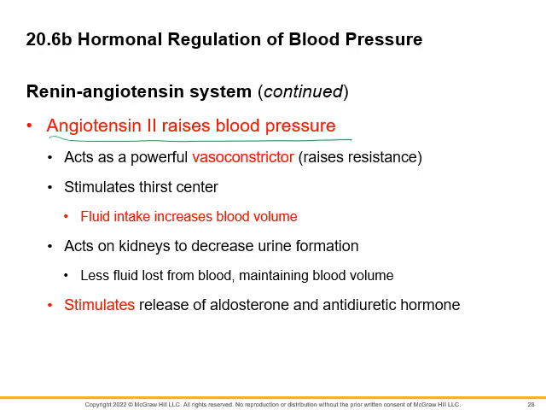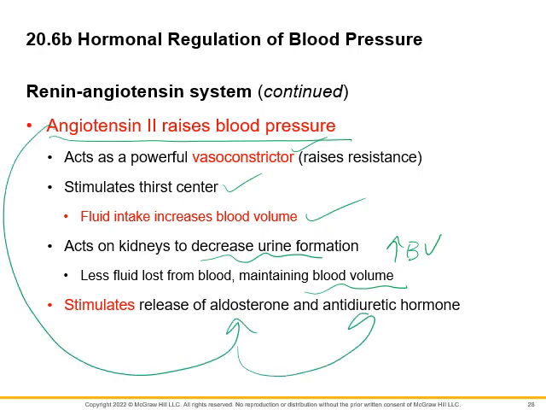Angiotensin II raises blood pressure. We just talked about the fact that it's a vasoconstrictor. It stimulates thirst, so that increases our blood volume. It acts on the kidneys to decrease. So that's also going to increase blood volume. And then angiotensin II also activates aldosterone and antidiuretic hormone.